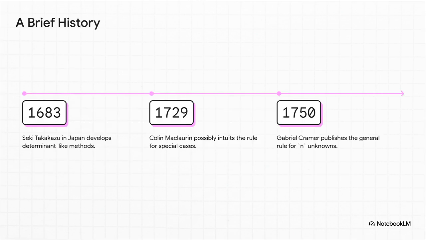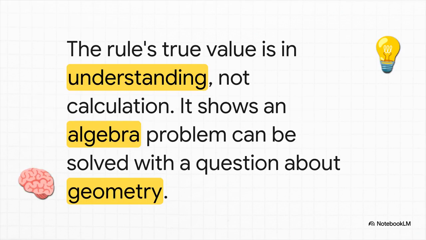And this incredible idea wasn't the work of just one person. It has this really rich history. While Gabriel Cramer gets his name on the rule for publishing it in 1750, mathematicians in Japan and Scotland were already playing with very similar concepts decades before. So really, the ultimate value of Cramer's rule isn't about being a calculator. It's about understanding. It's a conceptual bridge. It is beautiful, definitive proof that an abstract puzzle about numbers can be completely reframed and solved by asking a very physical, intuitive question about geometry.